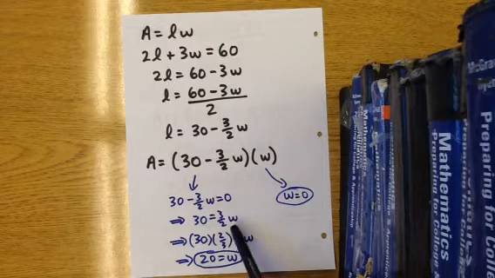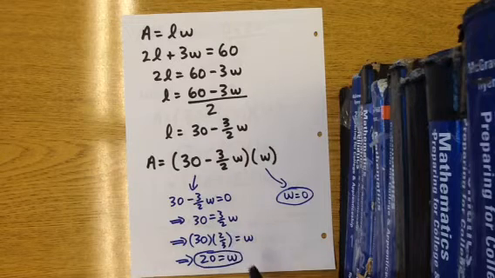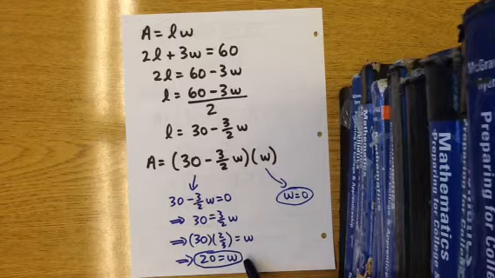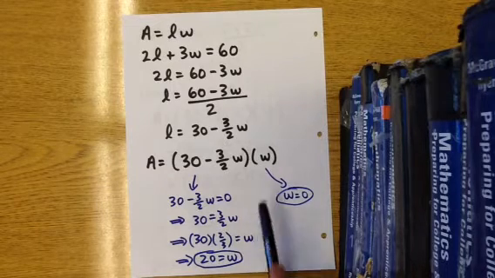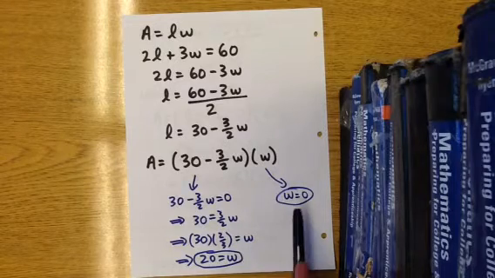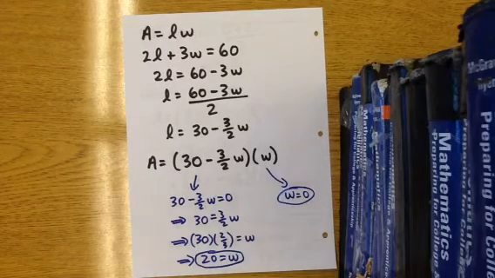Dividing both sides by 3 halves is the same as multiplying both sides by 2/3. So 30 times 2/3 is equal to W, which means W is 20. Or on this side, W is 0. So we know, since these are the zeros of our quadratic relation, that the axis of symmetry will be halfway in between.